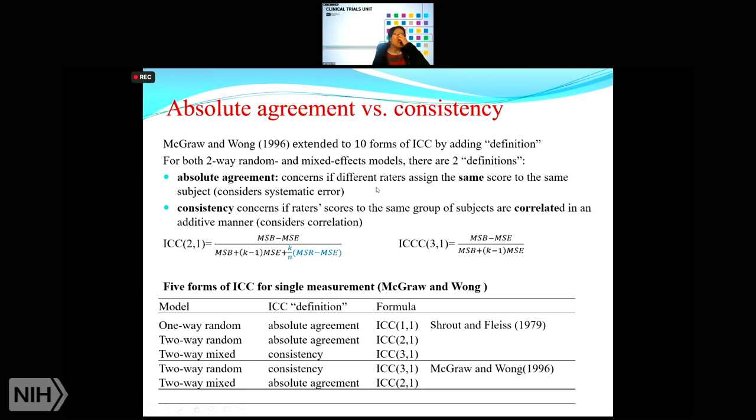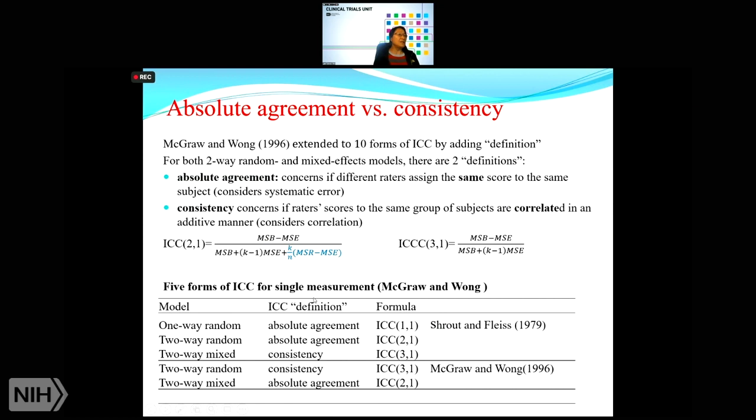McGraw and Wong extended this to 10 forms of ICC by adding definitions: 5 forms of ICC for a single measurement and 5 forms of ICC for the means of the readers. For both the two-way random and mixed models, there are 2 definitions. One is called absolute agreement. It concerns whether different readers assign the same score to the same subject. The other is called consistency, which concerns whether readers' scores for the same group of subjects are correlated in an additive manner. In other words, consistency only considers correlation, and absolute agreement considers systematic error. Based on McGraw and Wong's definition, ICC 2.1 is for absolute agreement, and ICC 3.1 is for consistency.